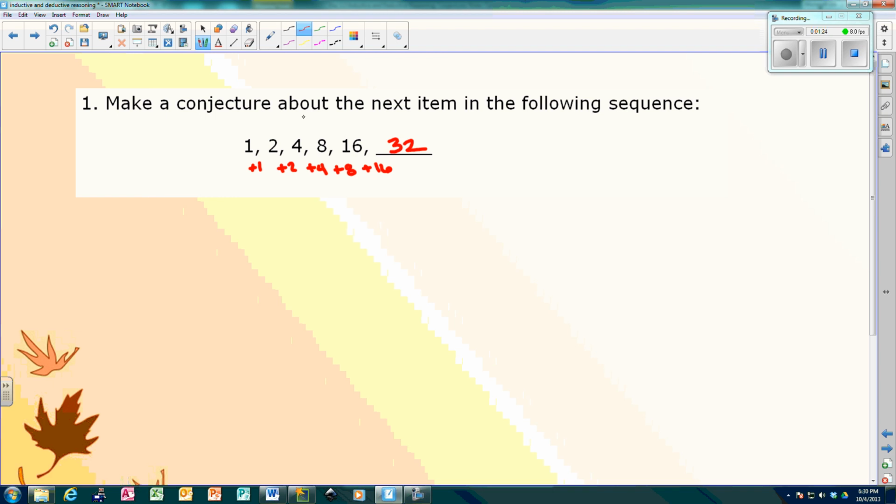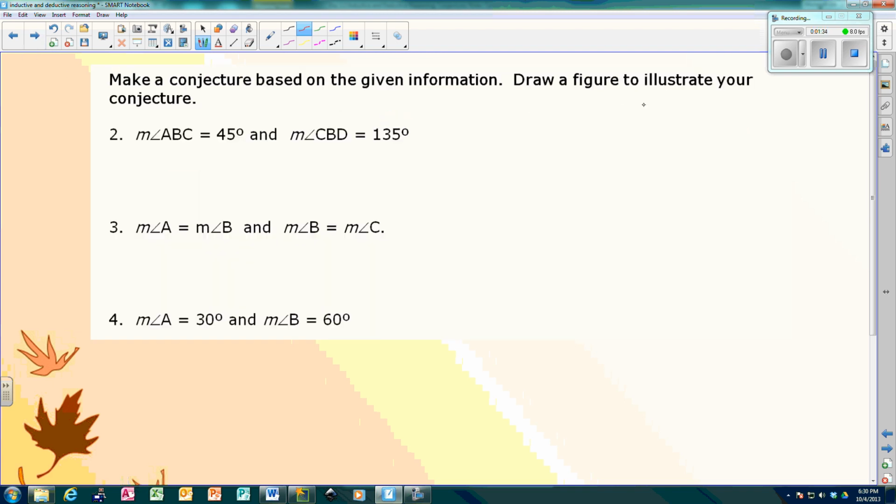So I made a conjecture about the next number in the sequence, using information I already knew. I knew I was adding the previous number. So make a conjecture based on the given information. Draw a figure to illustrate your conjecture.